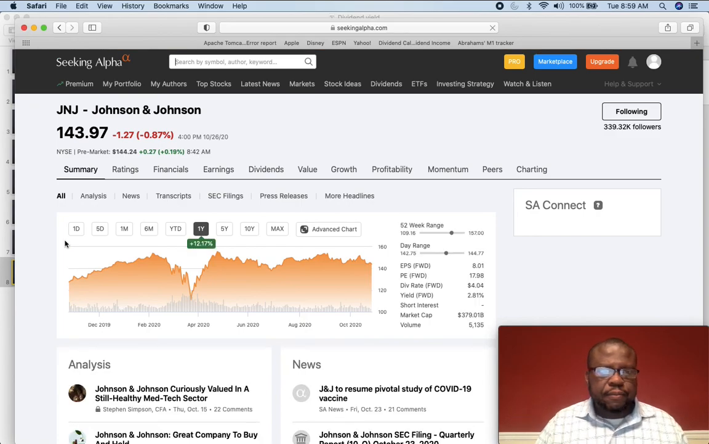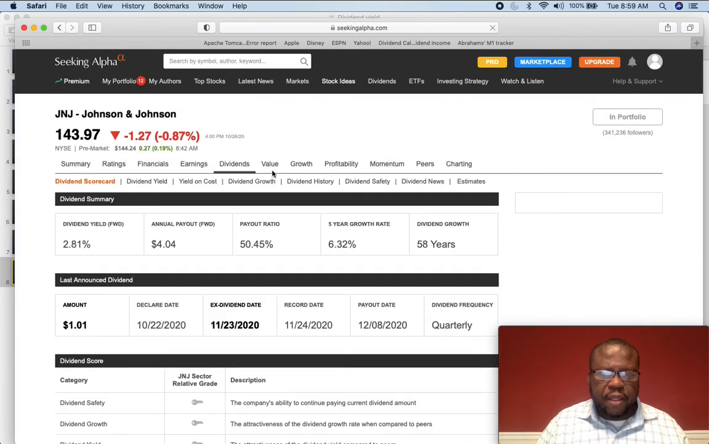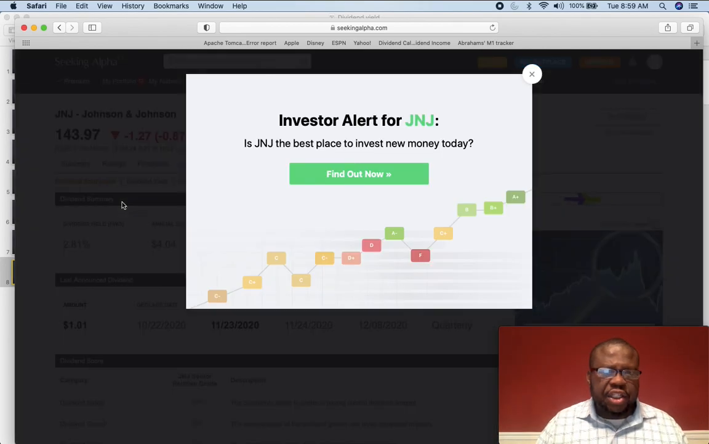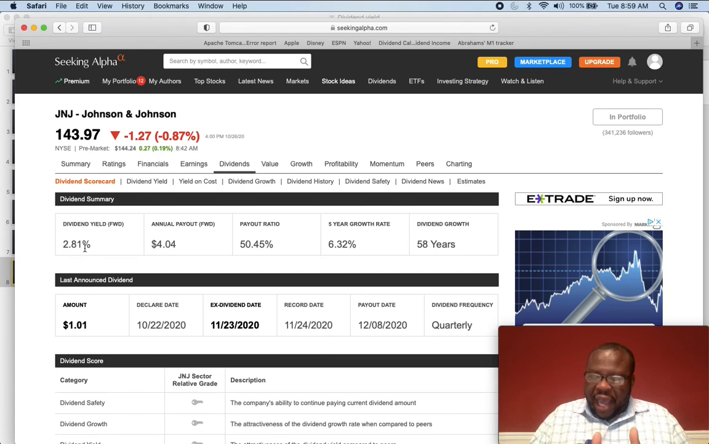Johnson & Johnson, trading about $143.97. Paid $1.01, paid it quarterly. So for the year, annually, paid about $4.04. The share price is about $143.97. Divide the annual dividend payout by the share price, you get about 2.81%. Okay, so you see much higher than Microsoft, right? That was about 1%. Okay, so that's how you're able to compare apples to apples.